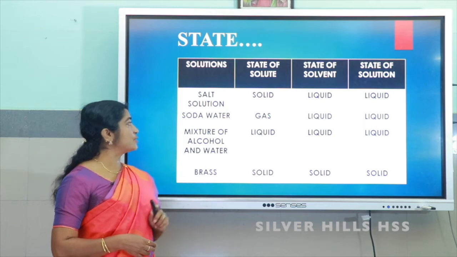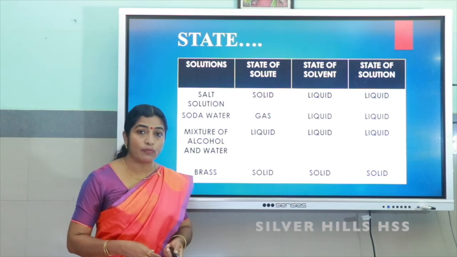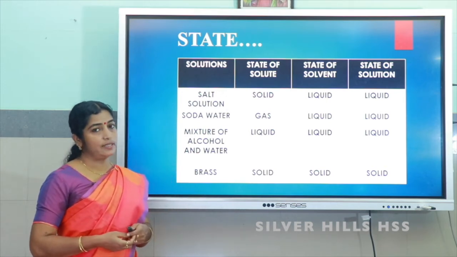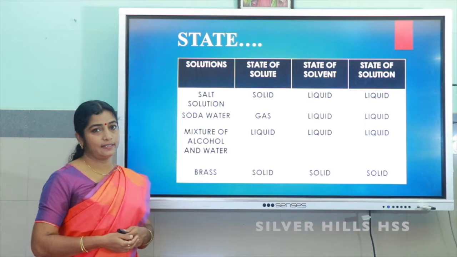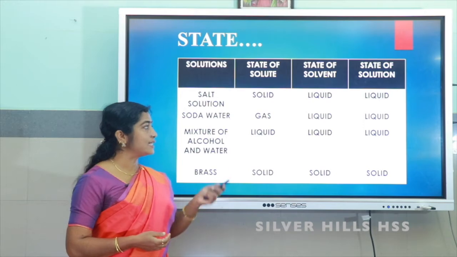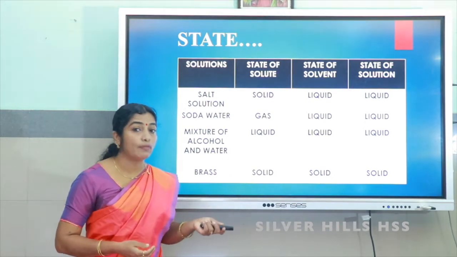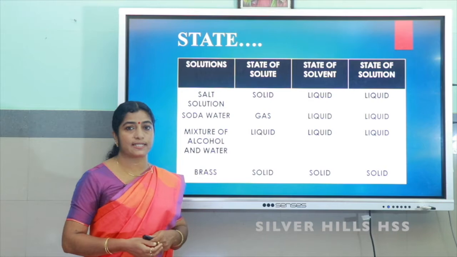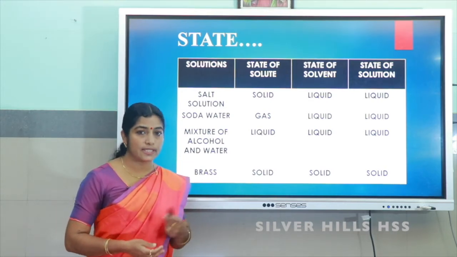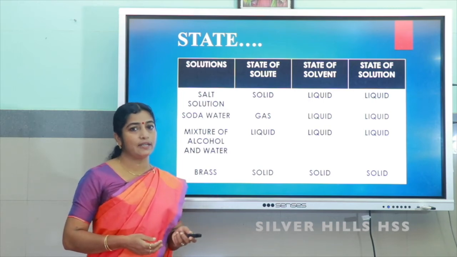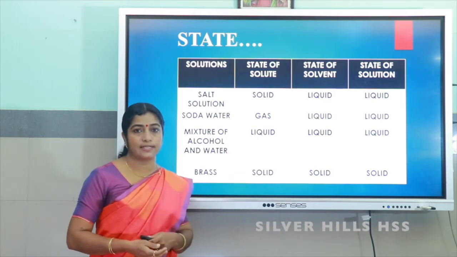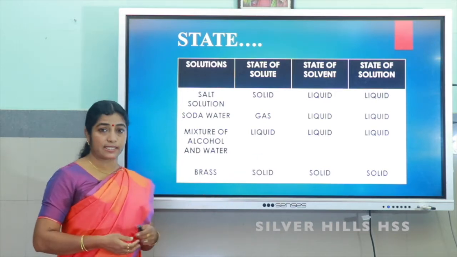And the second solution, soda water. What is soda water? Dissolving carbon dioxide in water, that is soda water. Here the solute is carbon dioxide and its state is gaseous state. And solvent is water which is in liquid state, and the solution soda water, it is in liquid state. And the next solution, a mixture of alcohol and water. Here the solute is alcohol which is in liquid state, water, solvent, it is also in liquid state, and the solution in liquid state.